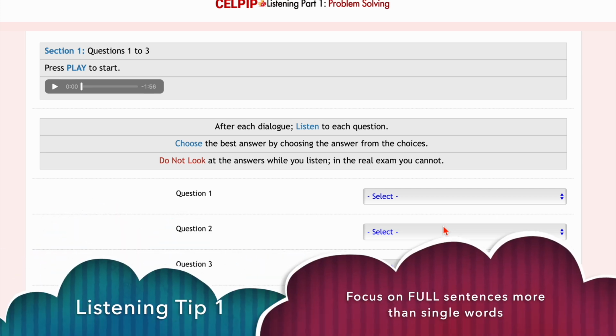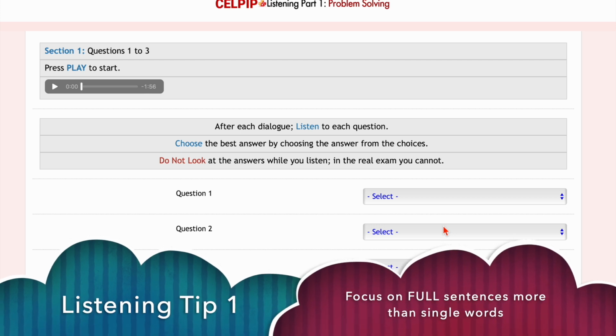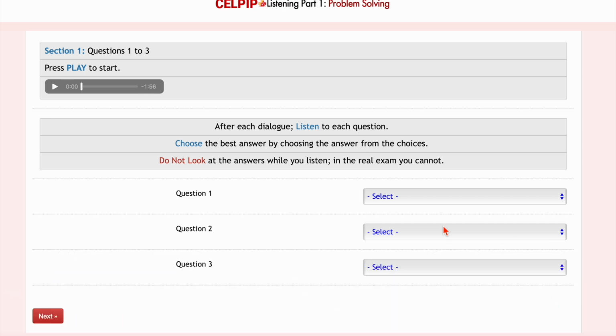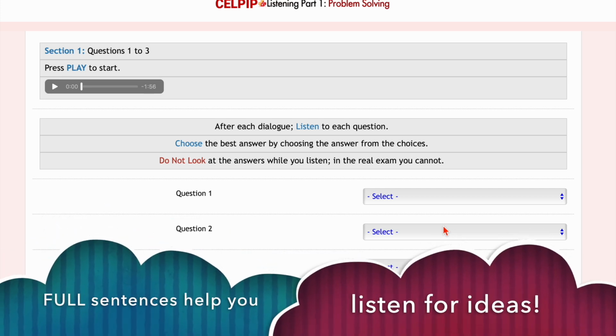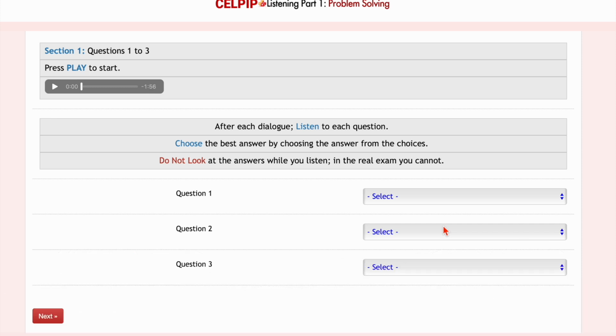Tip number one, listen to full sentences. This is very important for lower levels. Lower levels, usually you listen for words. Try to listen to full sentences so you can listen for ideas, not only words, because words can confuse you.